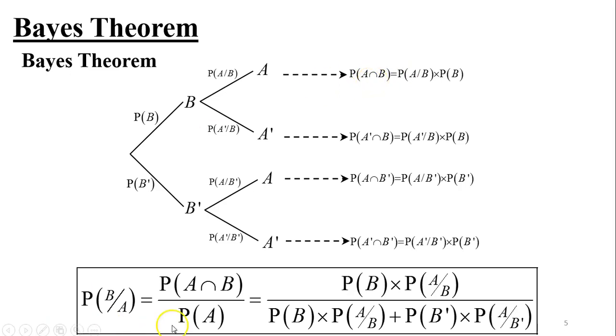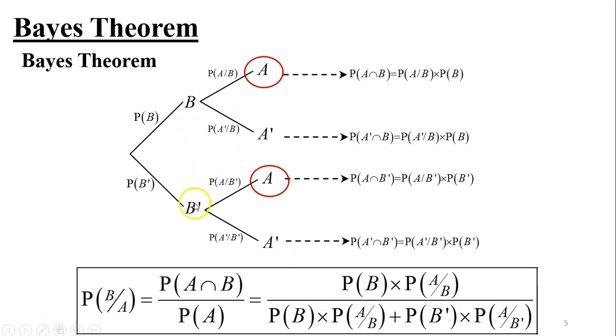You just multiply them to find the probability of their intersection. Well, to find the probability of A, there are two possible ways to realize A. We could realize A after realizing B, and we can realize A after realizing B prime. So in fact, this is the formula of total probability that you can see at the bottom here at the denominator.